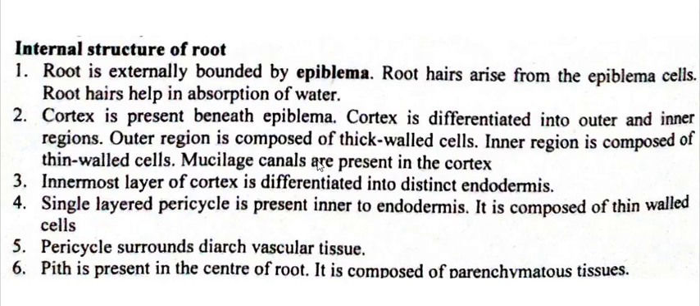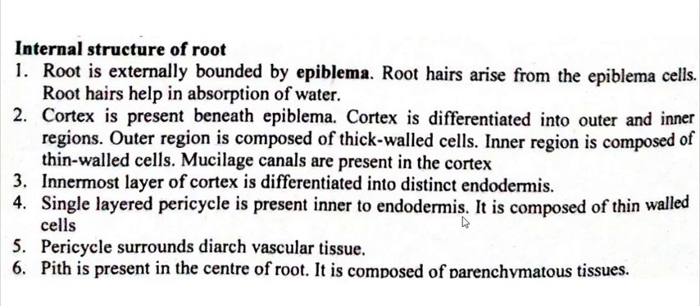Then the innermost layer of cortex consists of endodermis. Distinct endodermis is present, and then inner to endodermis pericycle is present, which is also single layered like endodermis, and pericycle is made up of thin walled cells.